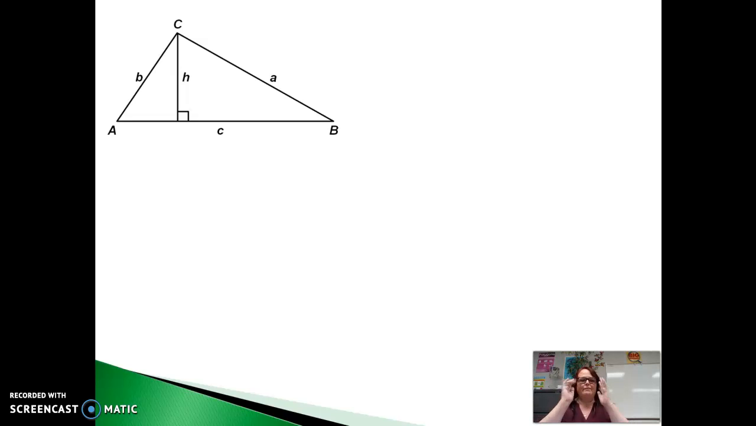And you'll notice that I have a right triangle on the left side here. And I can use that triangle to say that the sine of A is equal to the opposite of A, which is h, over the hypotenuse, which is b. So if I cross multiply, that means that the height is equal to b sine of A.